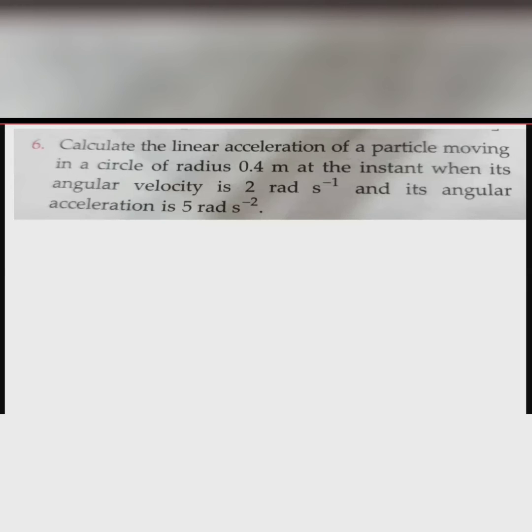Question number 6. We have to calculate the linear acceleration of a particle moving in a circle of radius 0.4 meter at the instant when its angular velocity is 2 radian per second and angular acceleration is 5 radian per second square. How will you do this? Tell me. You have to calculate the linear acceleration.